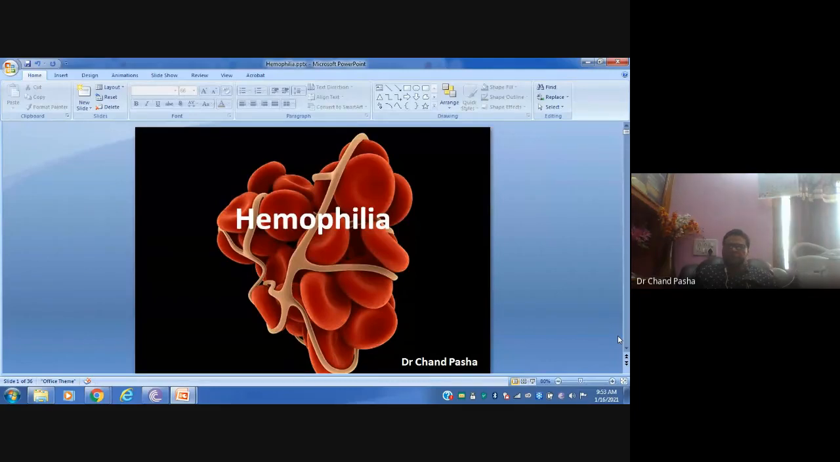So we'll discuss it as, 80 to 85% of hemophilia is X-linked, a sex-linked disease. Whereas in some cases, very few, 1 to 2%, it is autosomal also. We'll discuss it later.